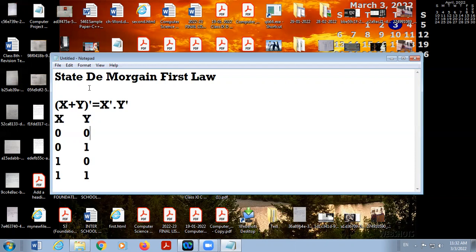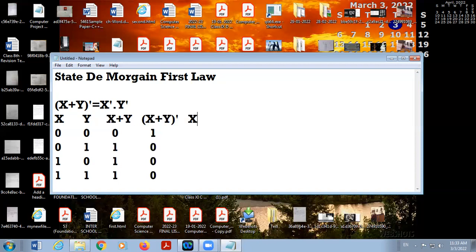So first we find out x plus y. When x plus y comes up for the values 0, 0, 0, 0, 1, 1, 1, 0, again 1, and 1, 1 means 1. And if we find its NOT value, we get the NOT value of x plus y, reversing the values. It will be 1, then 0, 0, and okay, first side is complete.